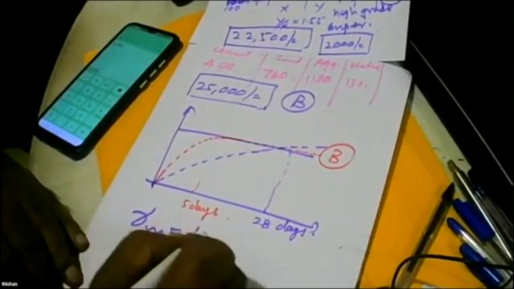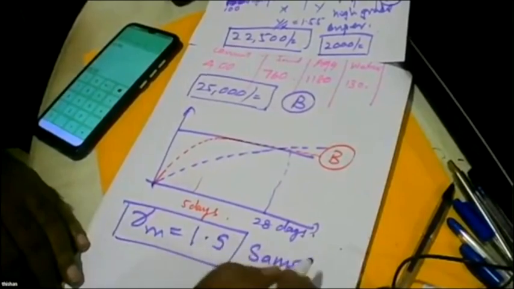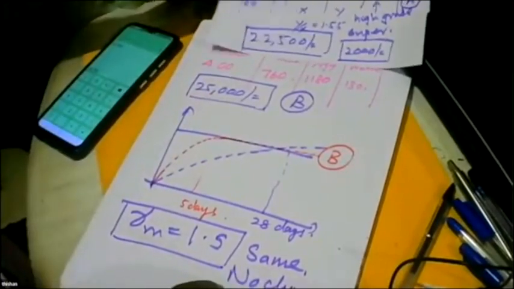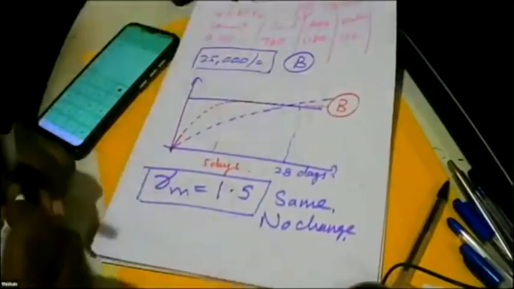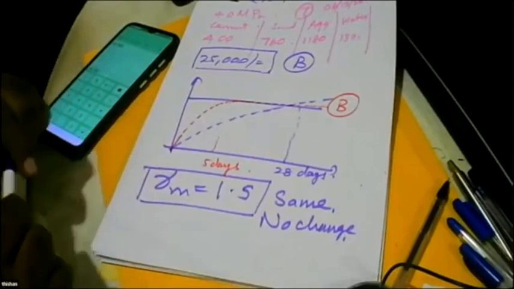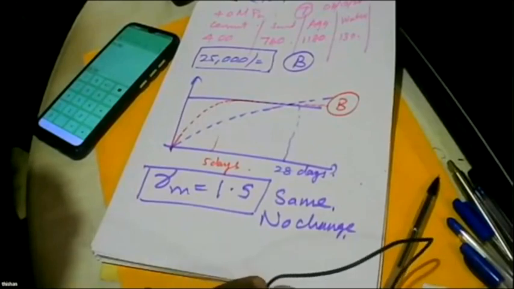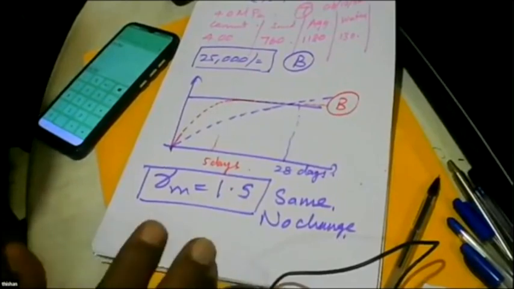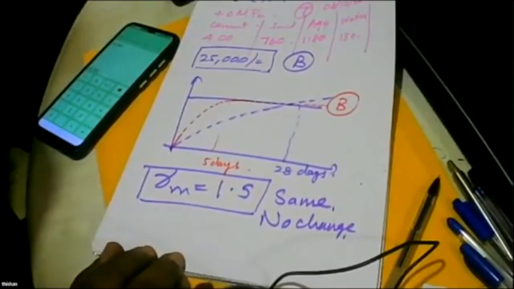So what can you say about gamma M? Same. No change. Have I answered your question? The engineer who asked the question earlier, have I answered your question? Yes, sir. So that's how you have to think. You have to be vigilant and you have to think rationally, and you can do wonders with concrete technology.